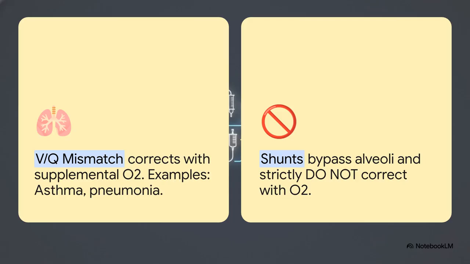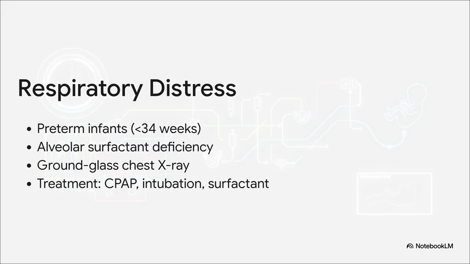A VQ mismatch, like what you'd see in asthma, pneumonia, or pulmonary edema, generally improves with supplemental oxygen. A right-to-left shunt, however, bypasses ventilated alveoli entirely. Think intracardiac shunts or severe atelectasis. Because deoxygenated blood completely bypasses the provided oxygen, the cyanosis and hypoxia will strictly not correct, regardless of how much oxygen you administer. This manifests really clearly in respiratory distress syndrome. Premature infants born before 34 weeks lack sufficient alveolar surfactant. This leads to intrapulmonary shunting and a classic ground glass reticulogranular pattern on the radiograph.